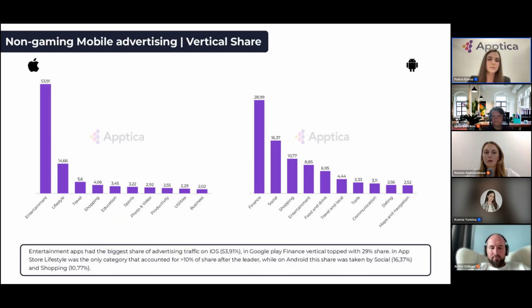When we are analyzing mobile advertising, we need to analyze it partly. So we will start from vertical analysis. And first of all, let's have a look at non-gaming mobile advertising.